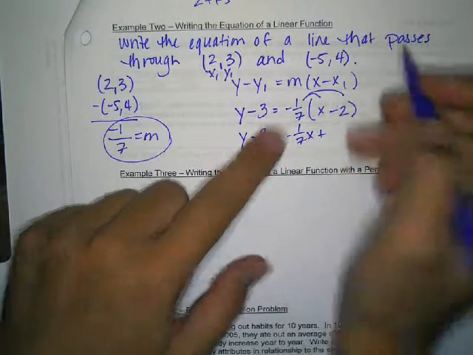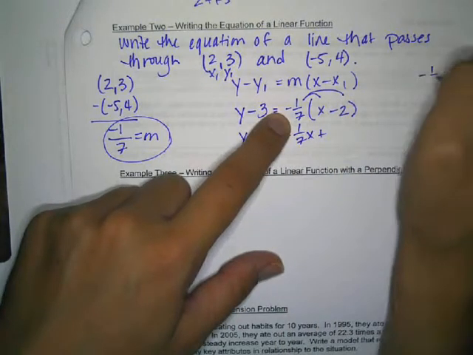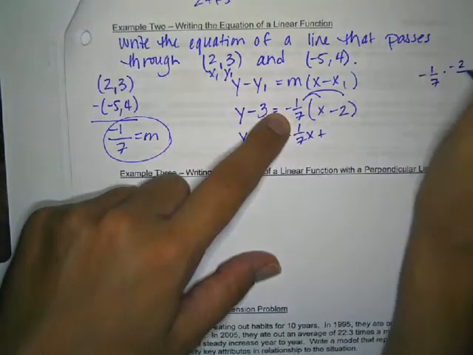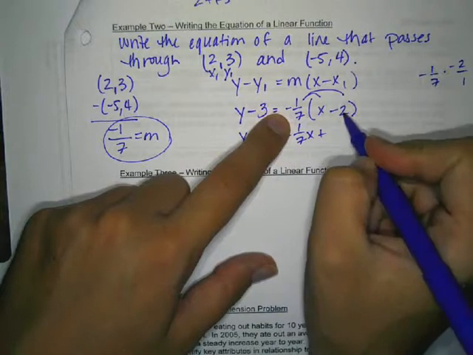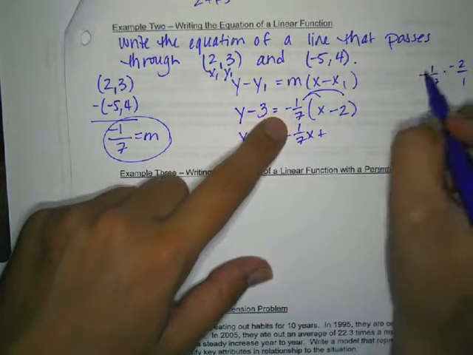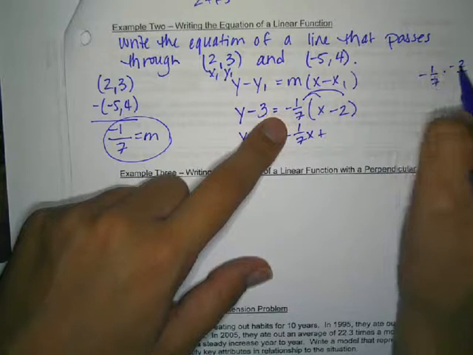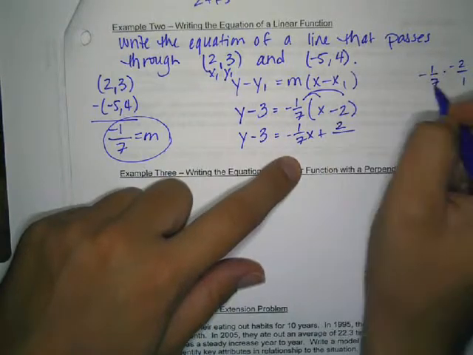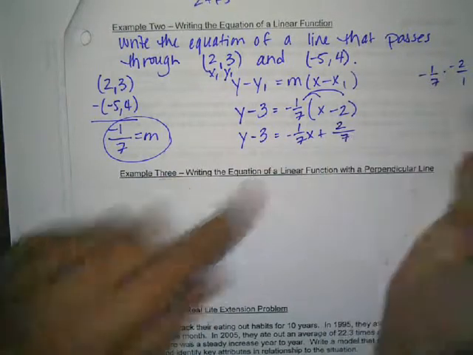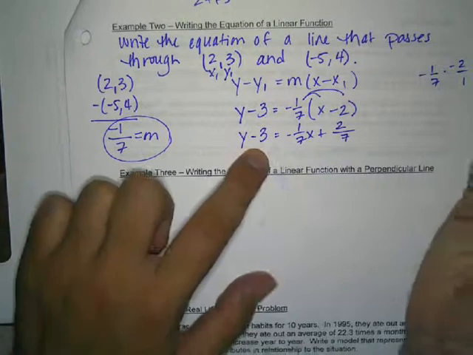Now when you're multiplying two fractions, because technically this is 2 over 1, you multiply across the top and the bottom. So -1 times -2 is +2. 7 times 1 is 7. And I'm going to add 3 to both sides.